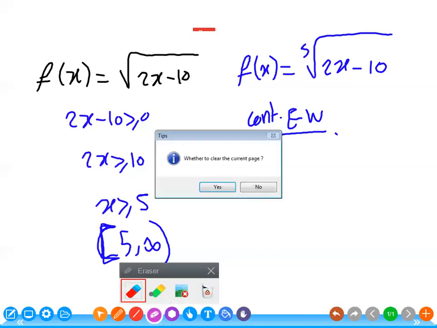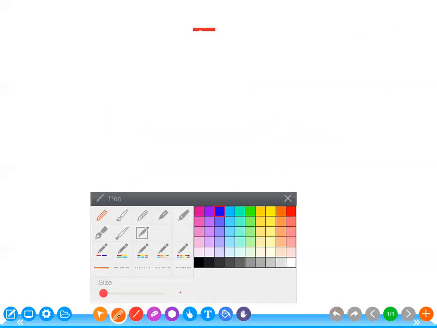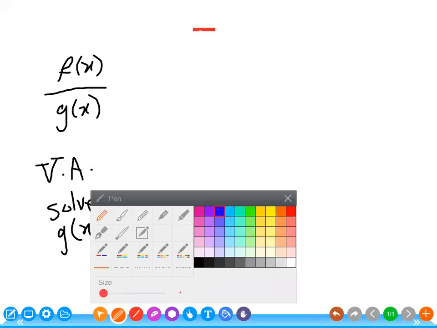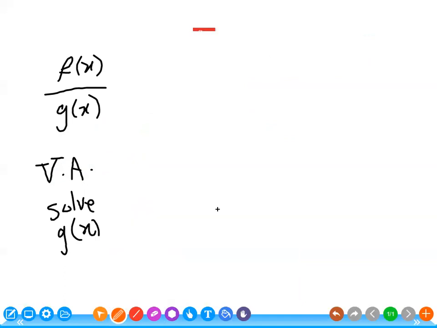Now, let's go for locating horizontal and vertical asymptotes. Now, if you have f of x over g of x, to identify where we have vertical asymptotes, VA as vertical asymptote, then you only solve g of x, the denominator. Now, regarding horizontal asymptote, we have quite long story for horizontal asymptote.